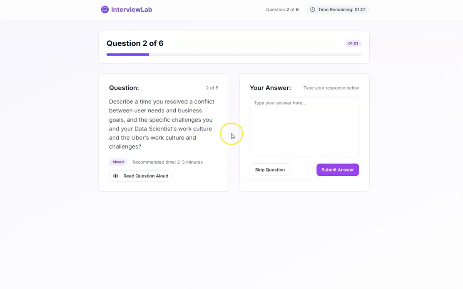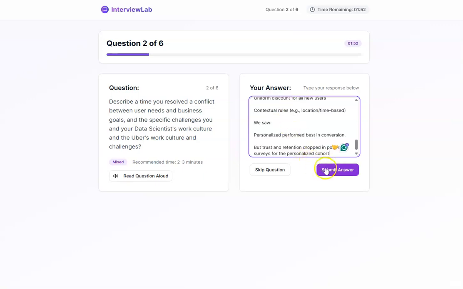The second one: describe a time you resolved conflict between user and business goals, and specific challenges as a data scientist in the work culture at Uber. So here it's more like a behavior question, right? Here I would put the answer with more detail, also an example of how I resolved conflict.